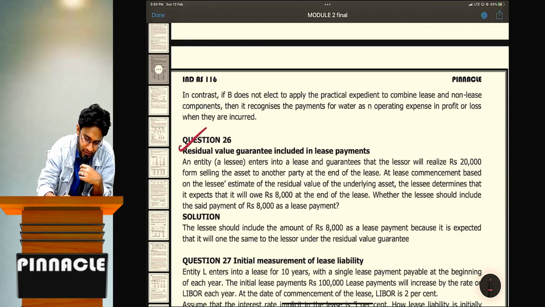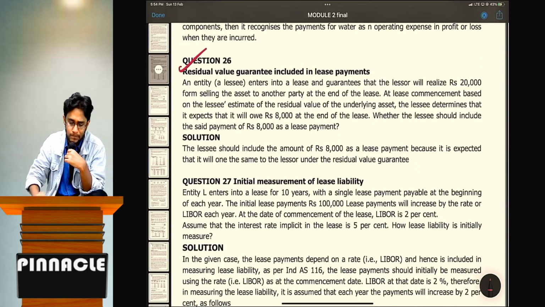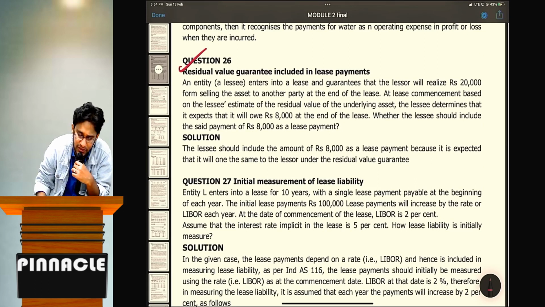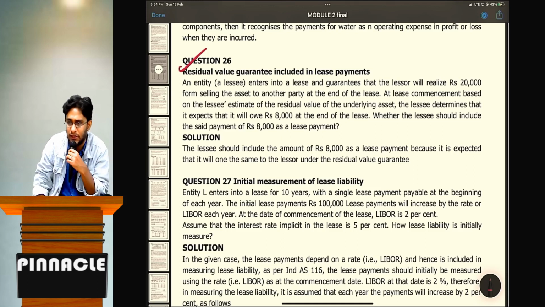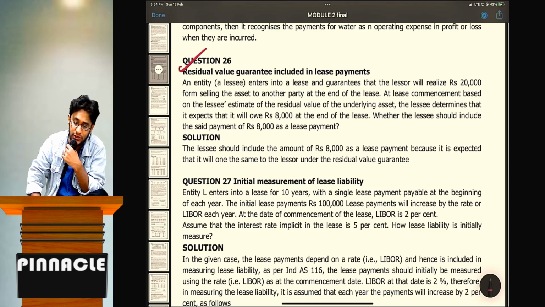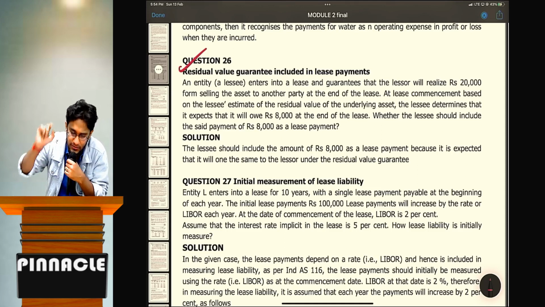26. An entity enters into a lease and guarantees that the lessor will realize 20,000 from selling the asset to another party at the end of the lease. So, the promise made is 20,000, we promised that the asset's value will be 20,000, sir.